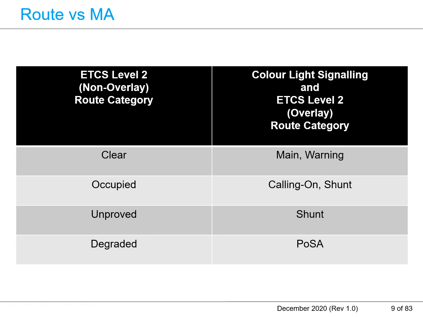For ETCS Level 2 non-overlay, the route category in the interlocking system refers to clear route, occupied route, unproved route, or degraded route. The term class for describing the color light signaling route category is no longer the term for the ETCS Level 2 non-overlay. The clear route is equivalent to the main class, or warning class route, of the color light signaling.